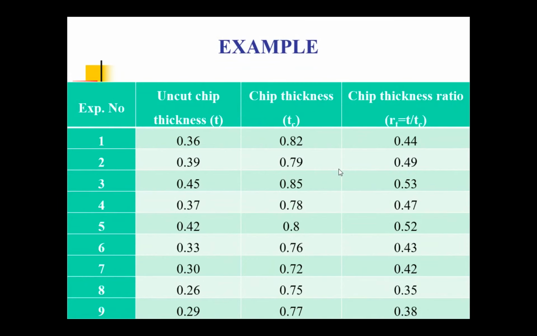Based on this chip thickness ratio, I am going to determine the variance that exists between cutting speed and feed rate, between cutting speed and depth of cut, and also between feed rate and depth of cut. Here I am not going to use the interaction effect, because if I use that interaction effect, obviously my degrees of freedom for error will become zero. If the error degrees of freedom is 0, I cannot compute the ANOVA table. So in this, the interaction terms are omitted.